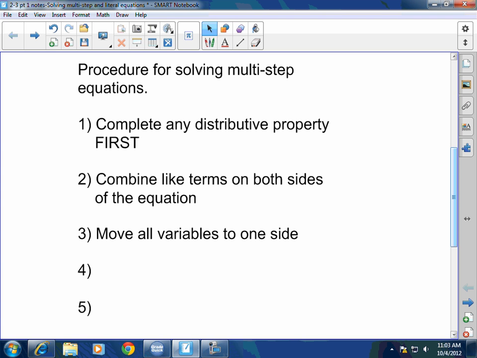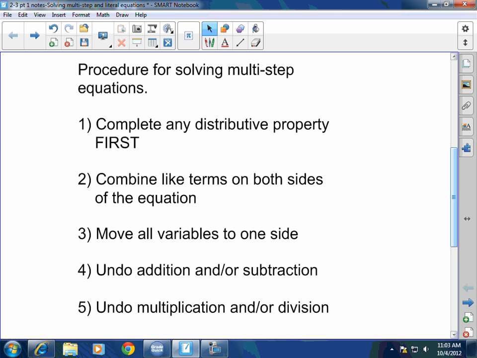Now, once you've moved all the variables to one side, you've combined like terms on both sides, you're left with a two-step equation. And what's the first step of a two-step equation? The correct answer is undo addition and subtraction. And then your last step is to undo multiplication and/or division.